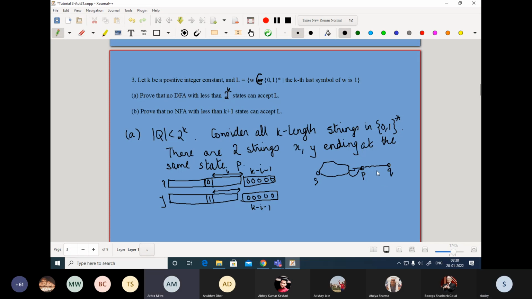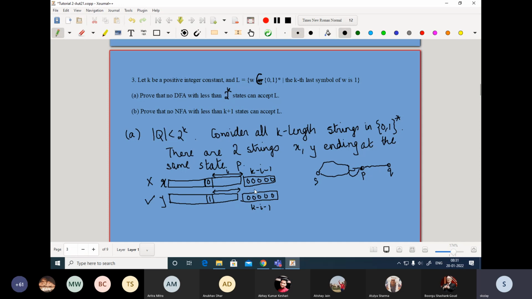But for one, this should be a final state, and for the other one, this should not be. So there's a contradiction. X should be rejected and Y should be accepted because the kth last element of Y is 1 but of X is 0. It didn't have to be all zeros. It could have been any k minus i minus 1 length string. I just keep the same string, and X would have been rejected and Y would have been accepted.